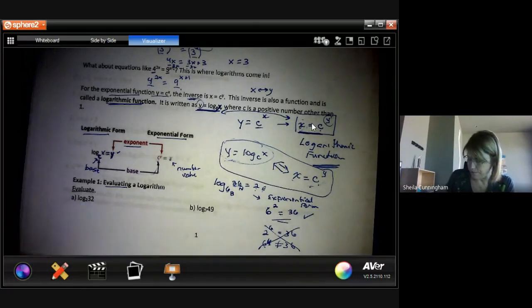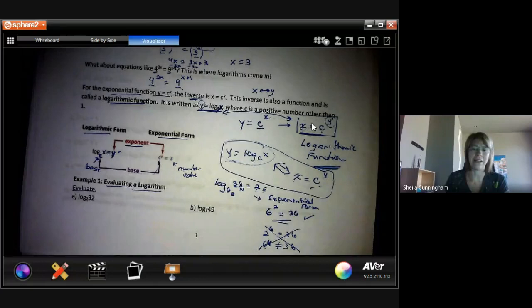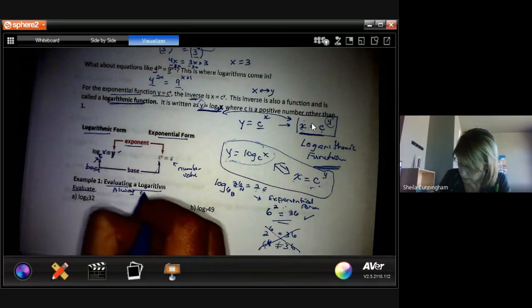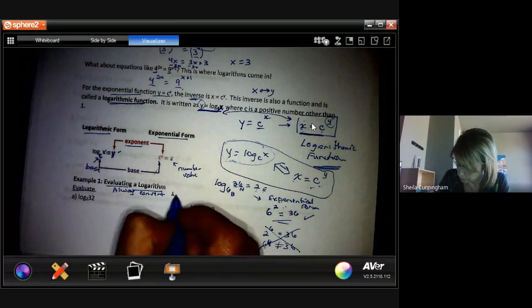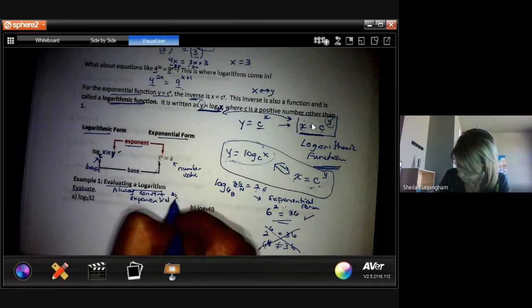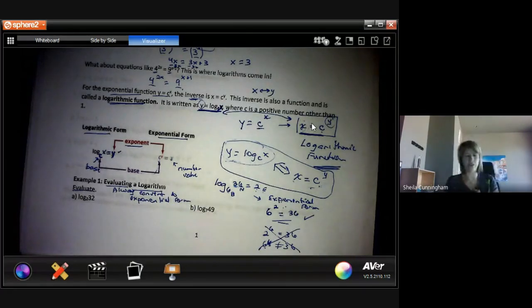Okay, so if you are asked to evaluate, we can't necessarily put this into our calculator in a neat fashion, but what we can do, whenever you're asked to evaluate a logarithm, is always convert it to exponential form. So I'm going to put in here, always convert to exponential. Whenever you're asked to evaluate some log, you're always going to convert it to exponential form.